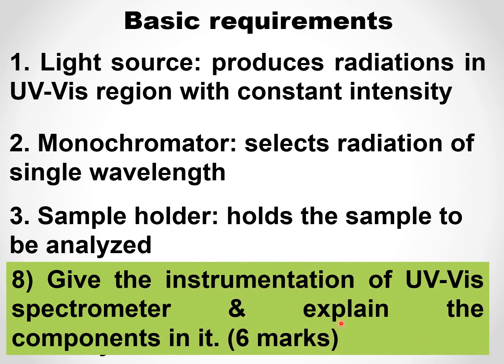This is an important question: give the instrumentation of UV visible spectrometer and explain the components in it. Instrumentation means the block diagram of the instrument. You have to draw the diagram. And explain the components. You have to explain the different parts. What is light source, what is monochromator, what is sample holder, etc. Just a one sentence explanation.